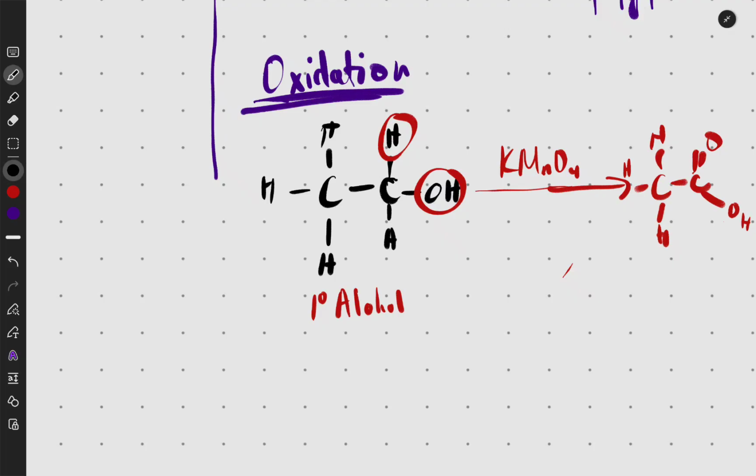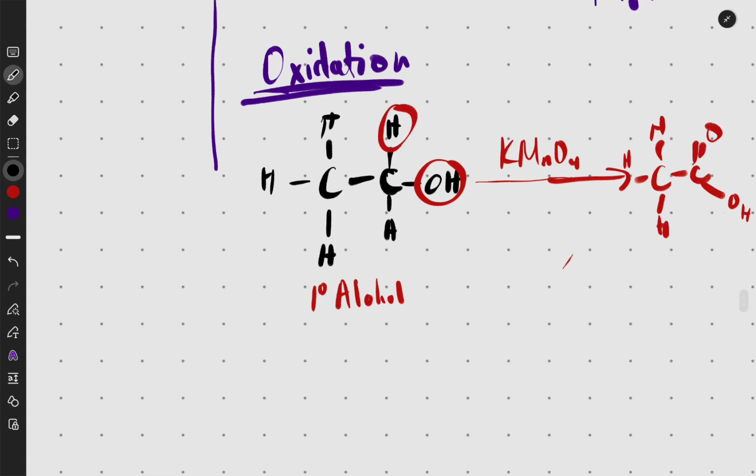Because it's a primary alcohol, why? The OH is right at the end. You can see that the carbon connected to the OH is only connected to one other carbon, okay? The OH is at the end. Okay, that is what happens.